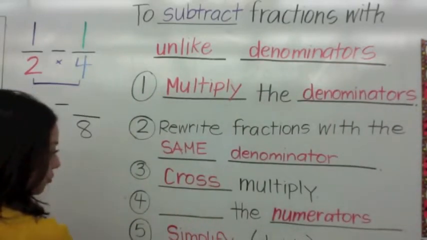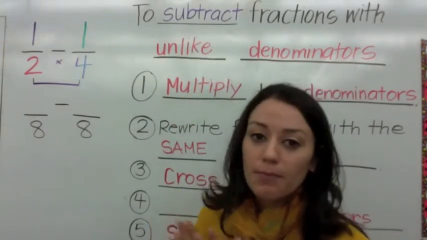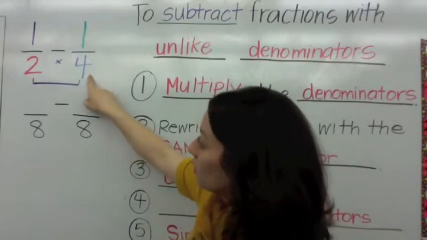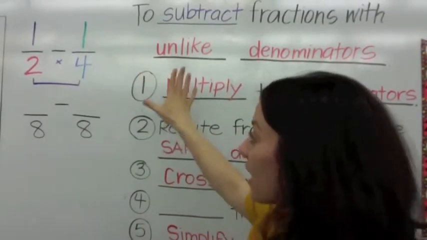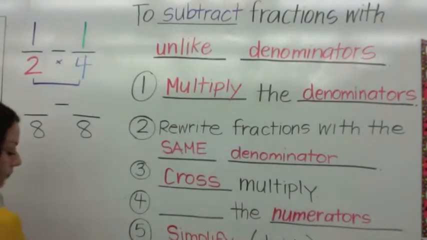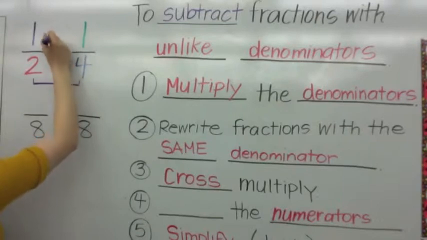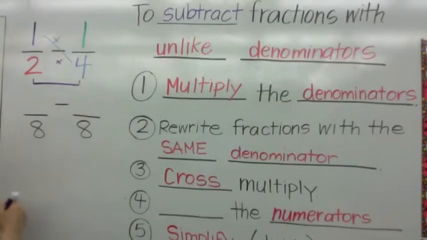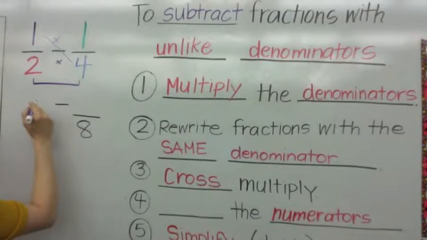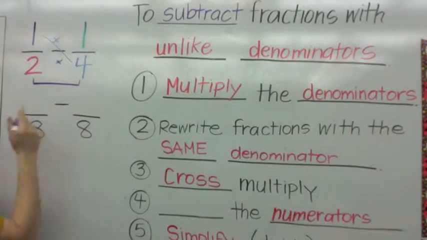Now you can cross multiply. Remember, I want you to start with the fraction that's on the right and multiply across. So I'm just going to draw an arrow real quick. So what is 4 times 1? 4 times 1 is 4, right? Any number times 1 is that number. 4 times 1 is 4, right?